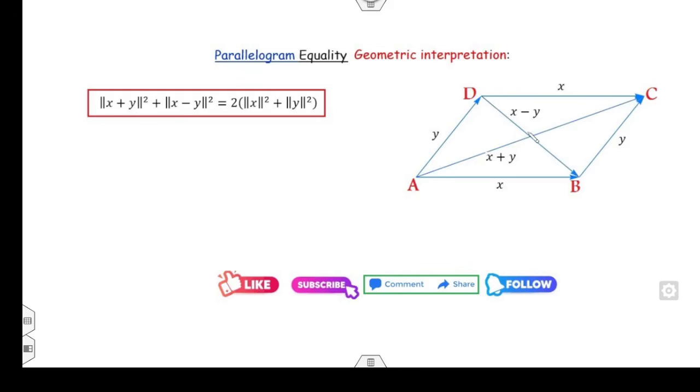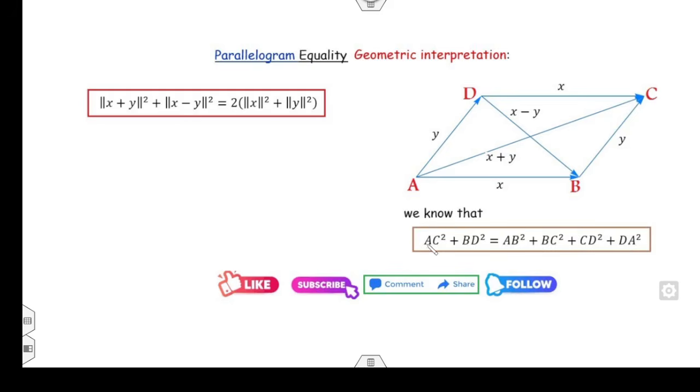Now, what is the property of the parallelogram? What is the property of the parallelogram? We all know the sum: AC squared, that is a diagonal squared, must be equal to the sides AB squared plus BC squared plus CD squared plus DA squared. This is the parallelogram law. That is, AC squared plus BD squared equals the sum of the squares of the sides.